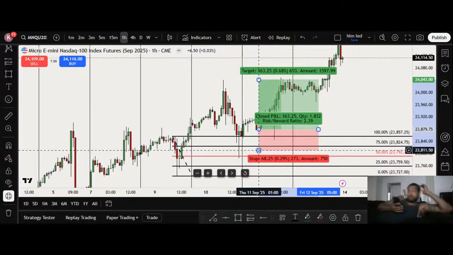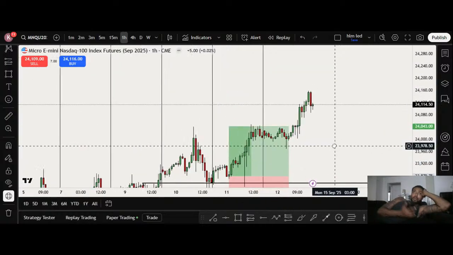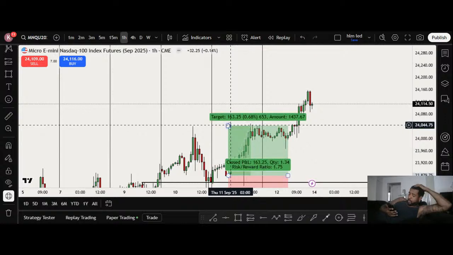So if you really wanted to be safe, you could put your stop here. But this would have been a swing trade. You're risking 93 points, and you could have just targeted.